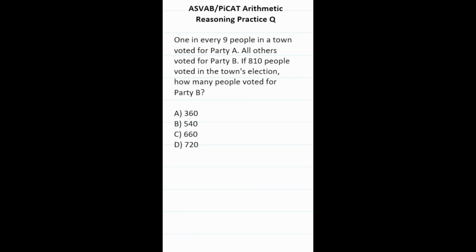This ASVAB PiCAT Arithmetic Reasoning Practice Test question says 1 in every 9 people in a town voted for Party A. All others voted for Party B. If 810 people voted in the town's election, how many people voted for Party B? So this problem says 1 out of every 9 people voted for Party A. Therefore, we know that 8 out of every 9 people must have voted for Party B. To figure out how many people voted for Party B in total, we're going to take 8 over 9.